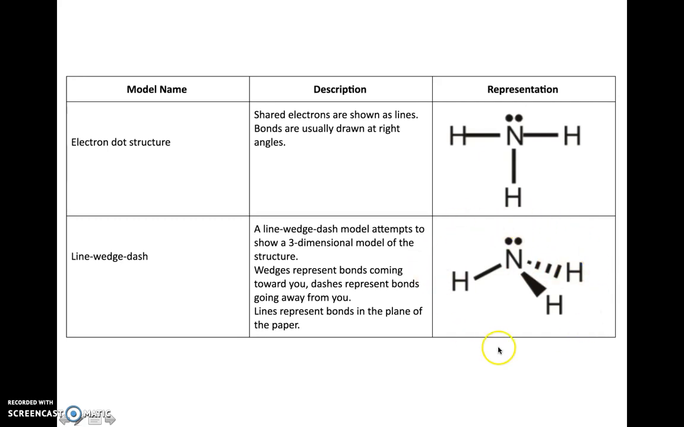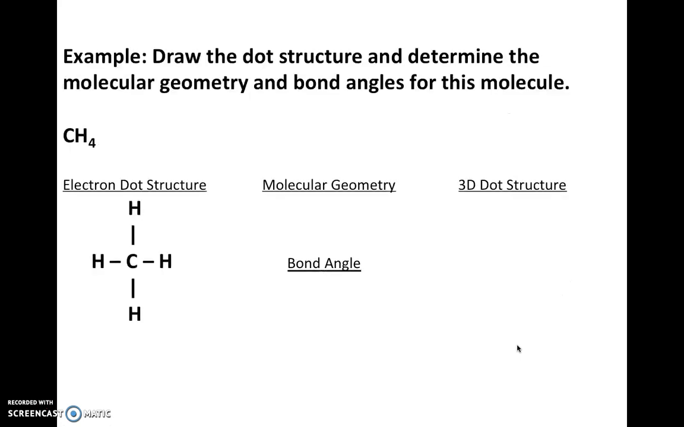When drawing a 3D dot structure, we try to represent any bonds that are not on the plane of the paper, or are pointed towards or away from us. This takes a little bit of practice, and it helps if you have the 3D model in front of you to kind of draw according to. So let's see what that looks like.